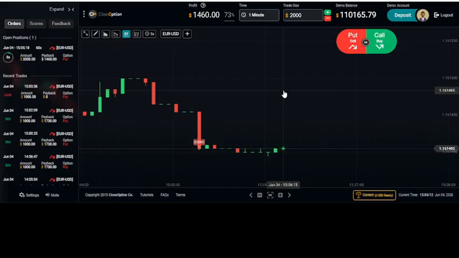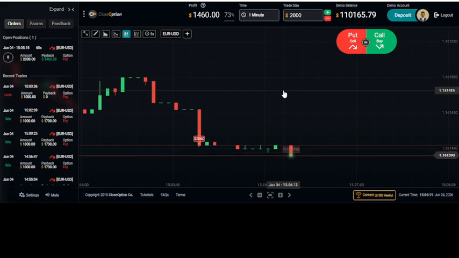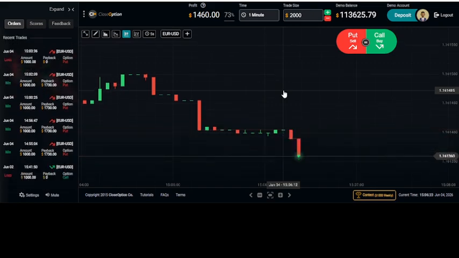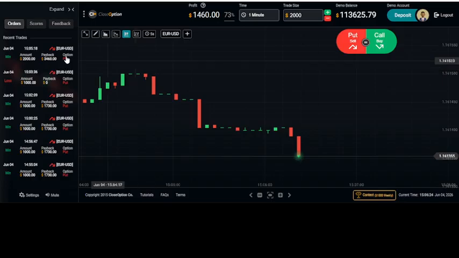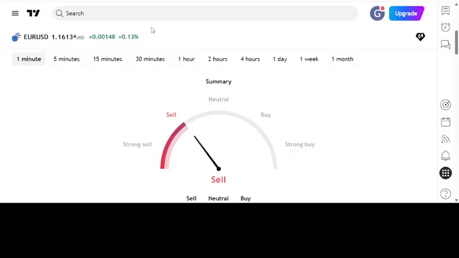Okay, let's see here. Okay, so that trade was in the money. You see? So I was able to recover the loss of this trade by doubling up on the trade, the martingale strategy, and thereby growing my account. That's the whole idea of this trading strategy. All right, let's go back to the technical indicator here.